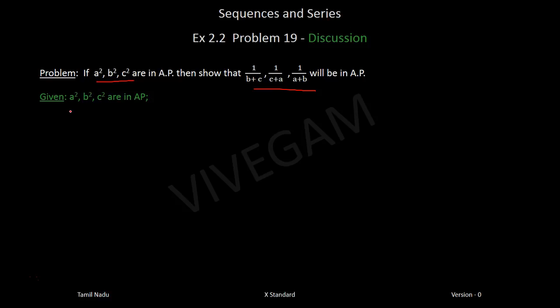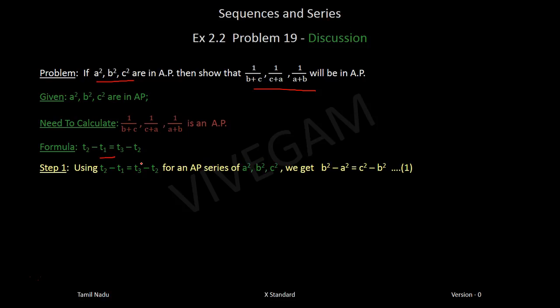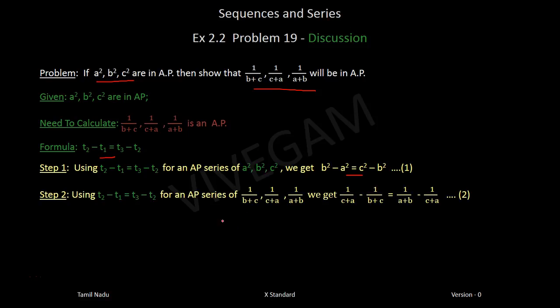Okay. So given a square, b square, c square are in AP, we need to show that this is in AP, which means this minus this equal to this minus this. That's what we need to prove. This is the formula which we use. Whenever things are in AP, t2 minus t1 will be equal to t3 minus t2. So using that formula, for the first series a square, b square, c square, we are getting b square minus a square equal to c square minus b square. This equation is true because they told that these three are in AP. Fine. Now apply the same here.